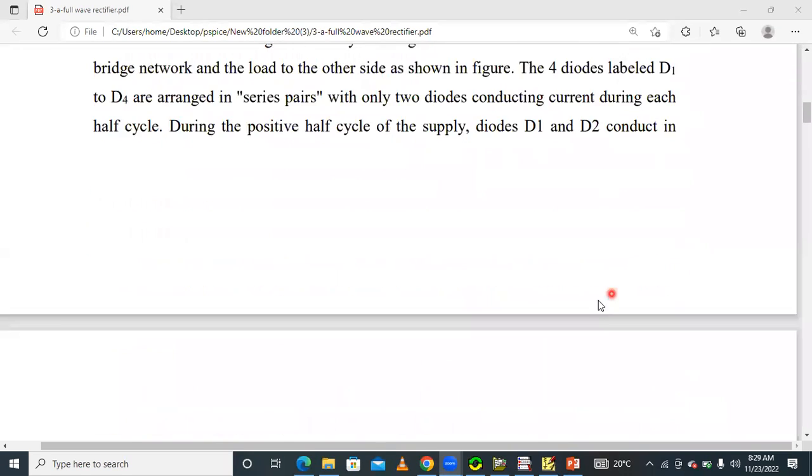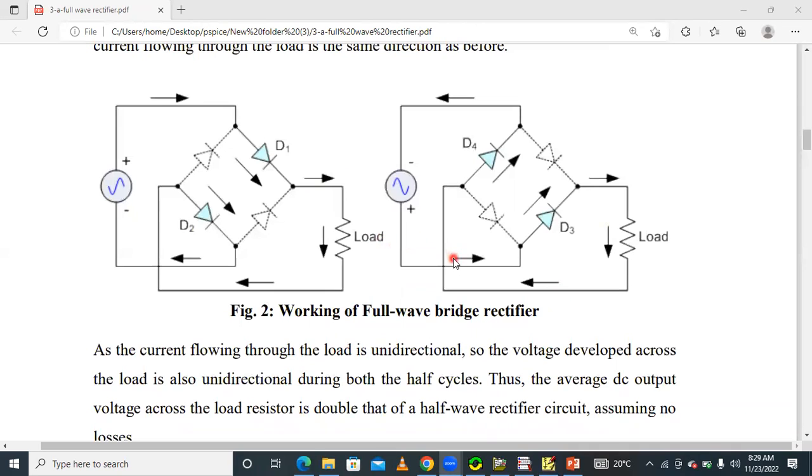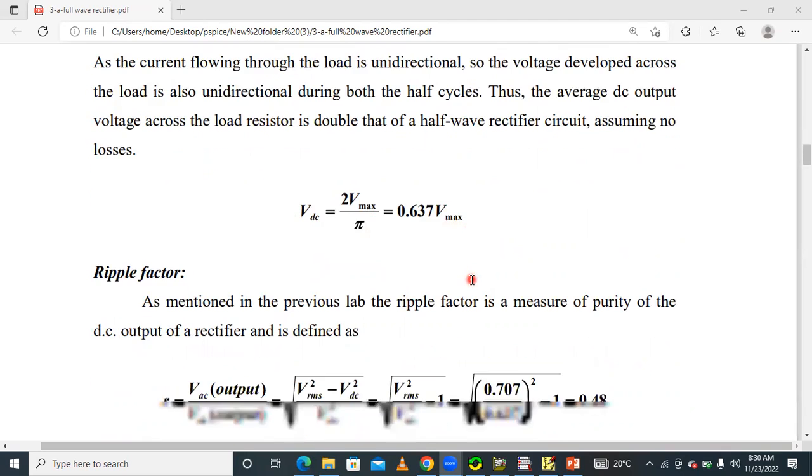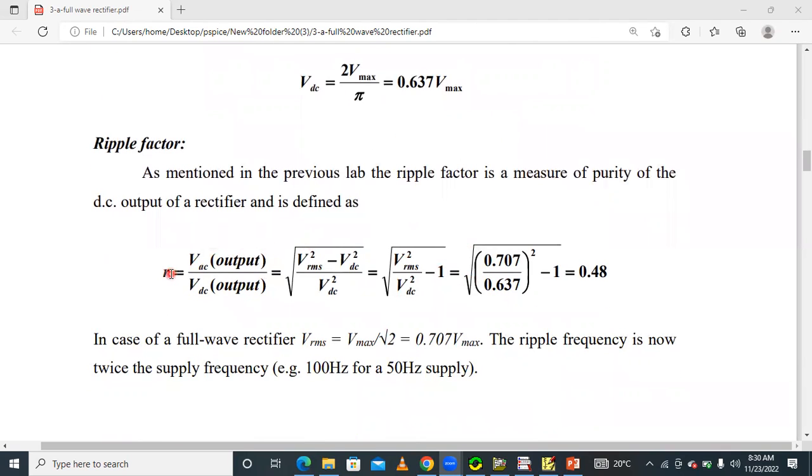These are the working principles you know well. VDC is equal to 2 V maximum by pi, that is equal to 0.637 V max, and the ripple factor is defined as VAC by VDC, the ratio of the AC component to the average value of output voltage. It can be written as the square root of VRMS squared minus VDC squared, divided by VDC, that is the square root of (VRMS by VDC) whole squared minus 1. In this way we find the ripple factor of a single phase diode bridge rectifier.